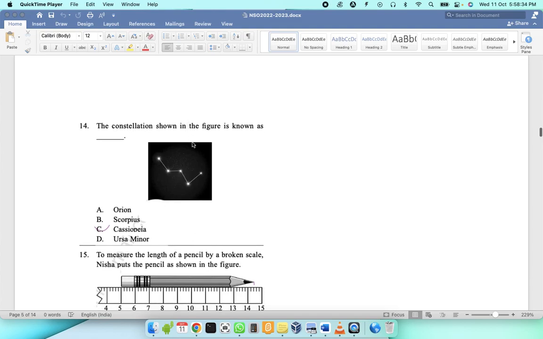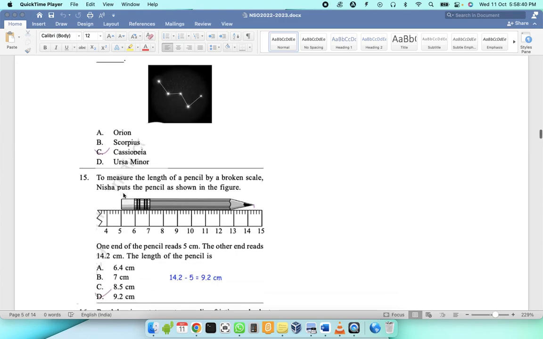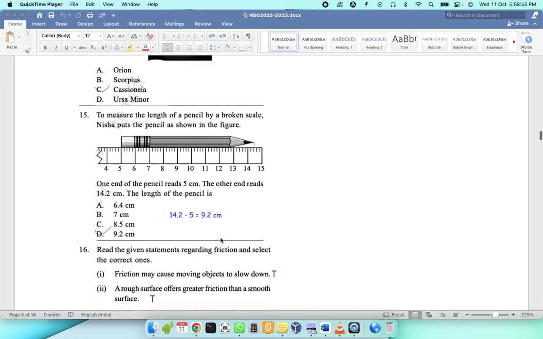The constellation shown in the figure is known as Cassiopeia. It looks like a W. To measure the length of the pencil, we find the tip of the pencil, which is 14.2, and the end of the pencil, which is 5. We subtract them both to get the length of the pencil, which is 9.2 centimeter.